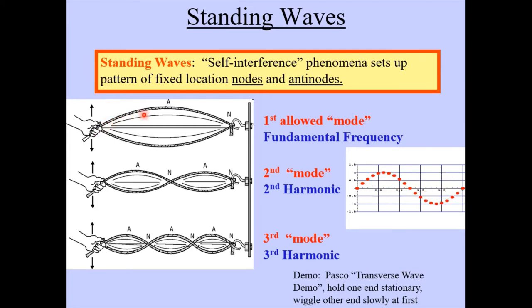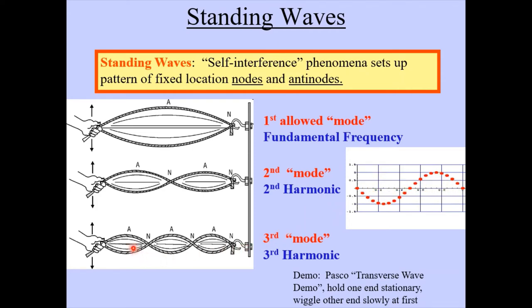So with a string, this is the first mode of vibration. There's basically one hump here. This is also called the fundamental frequency. The second allowed mode of vibration, which is sometimes called the second harmonic, has two humps here, and this is showing what it's actually doing, how it's vibrating up and down.